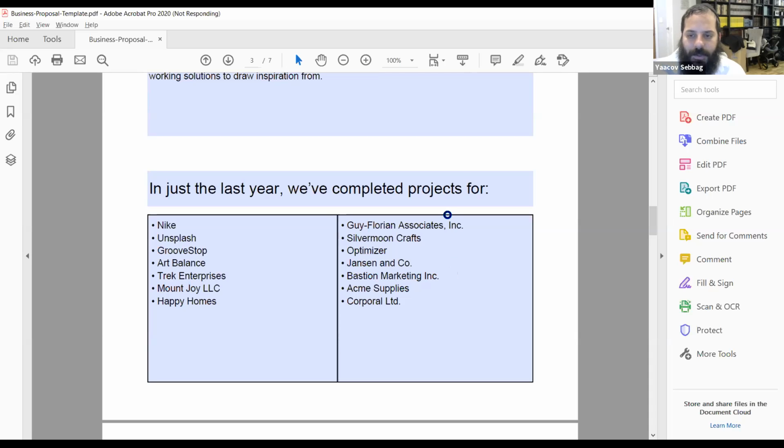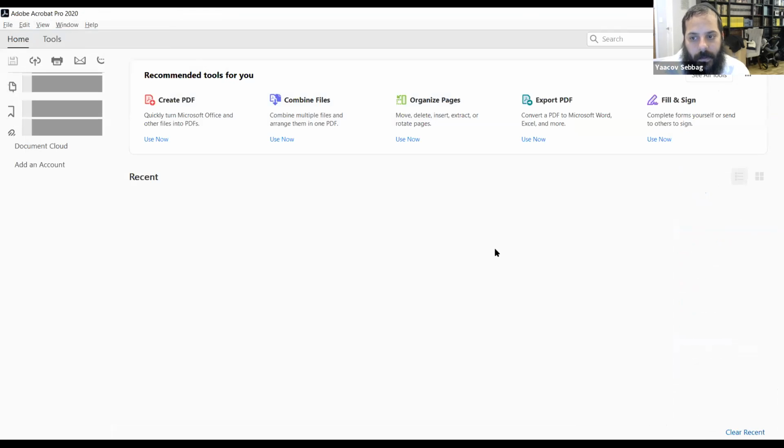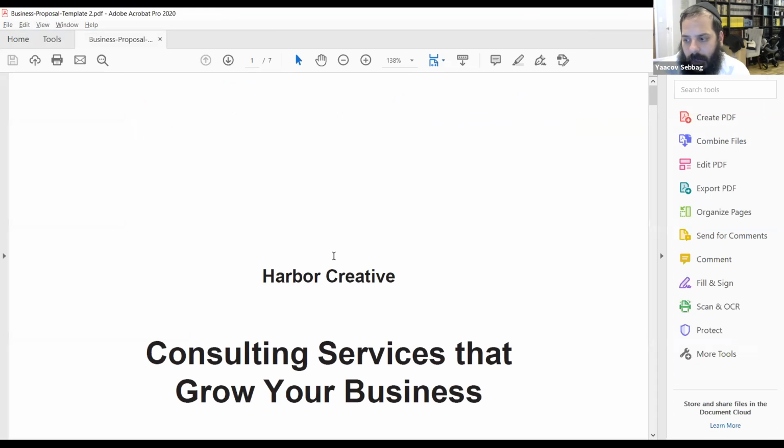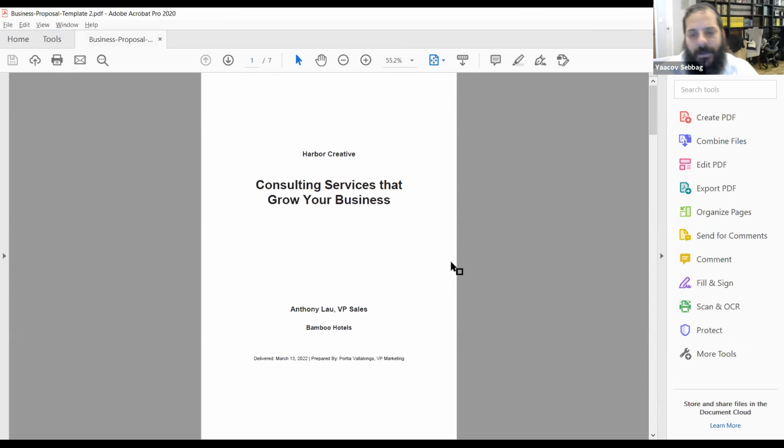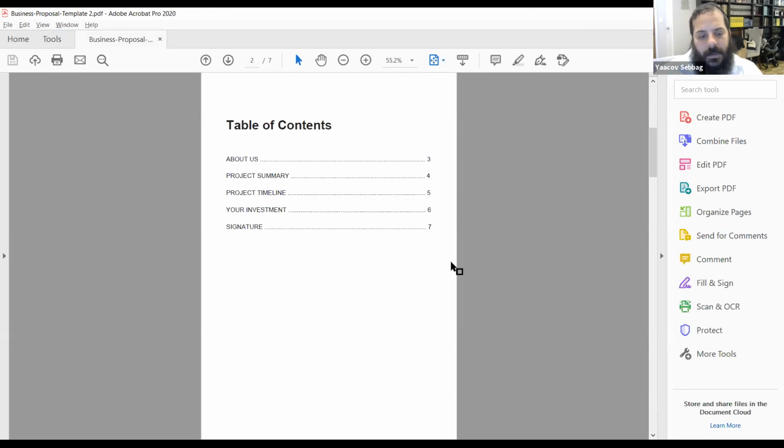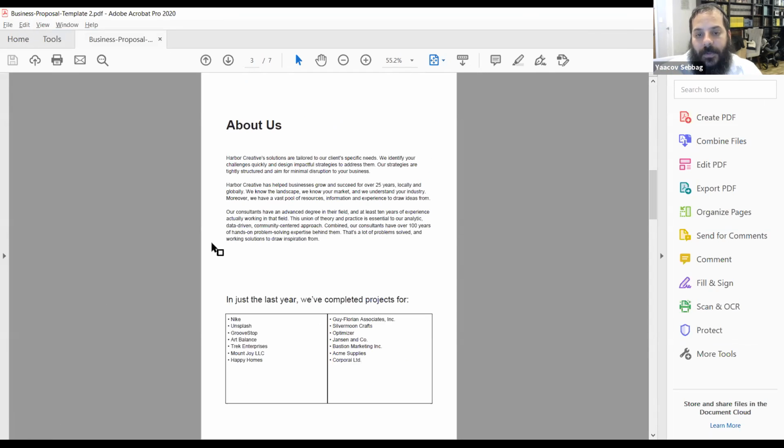This document, which I can actually share with you, is a fillable PDF that you can edit. Okay, so here's your cover page. You might have a logo on it. Here's your table of contents. And you see how here on this page, they added different customers that they've helped this year. Nike, Acme Supplies, big companies that you would be familiar with. So that gives you credibility.